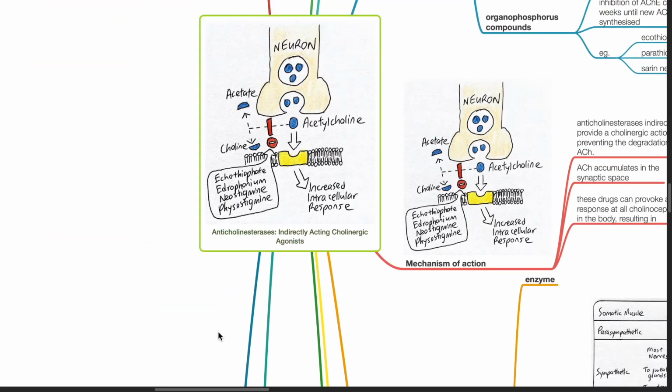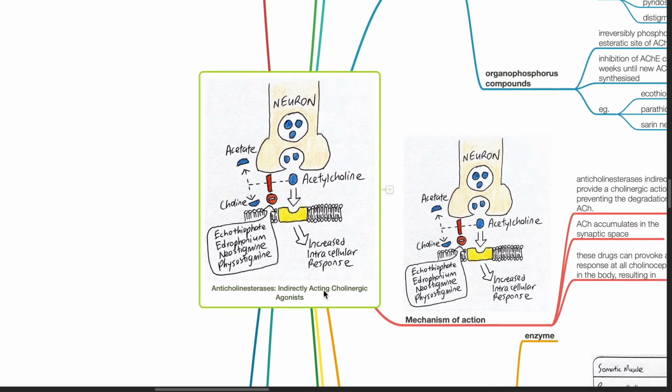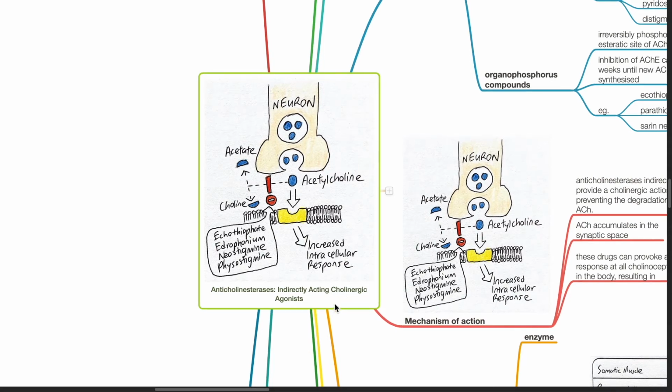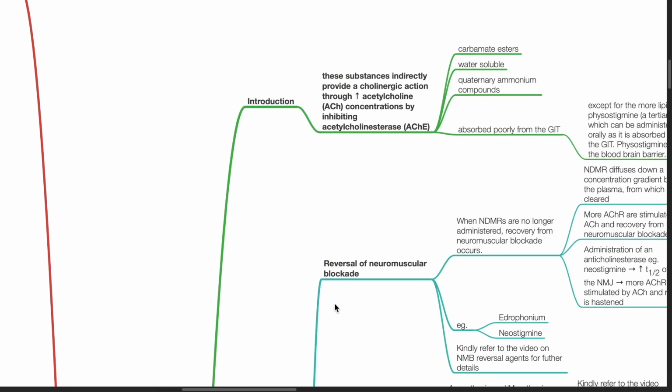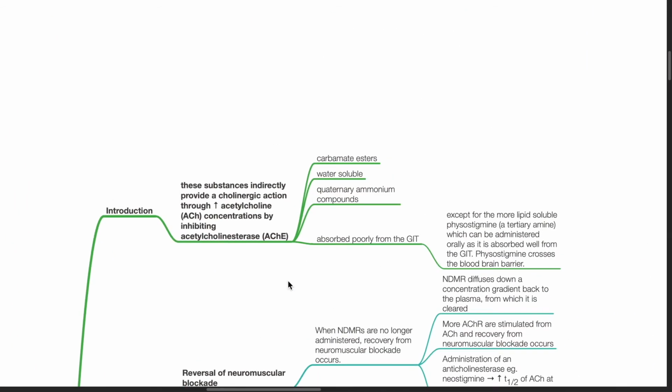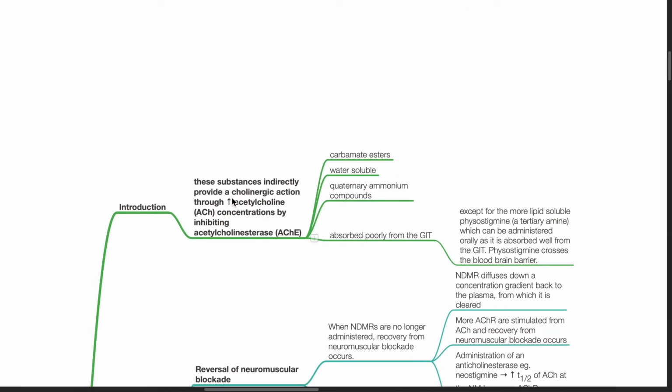Next, we move on to indirectly acting cholinergic agonists. Introduction. These substances indirectly provide a cholinergic action through increase of acetylcholine concentrations by inhibiting acetylcholinesterase. They are carbamate esters, which are water-soluble.